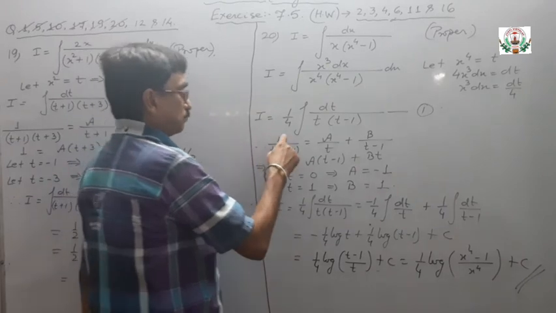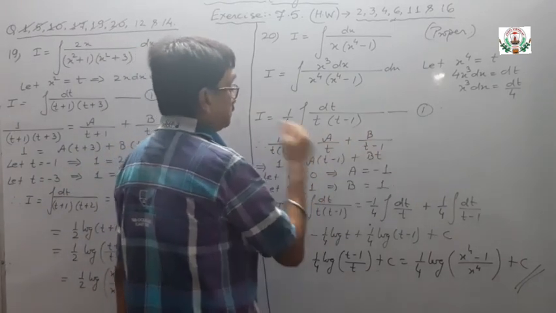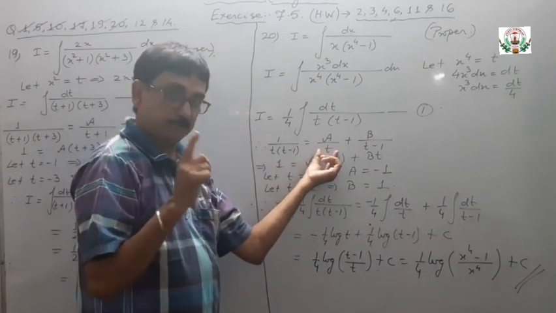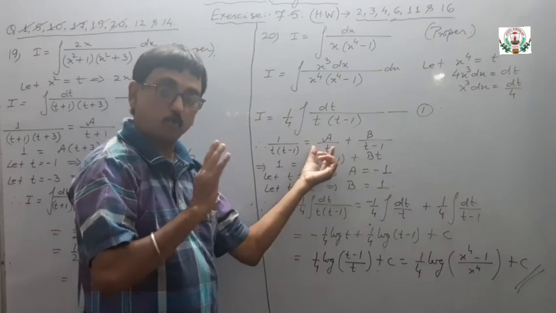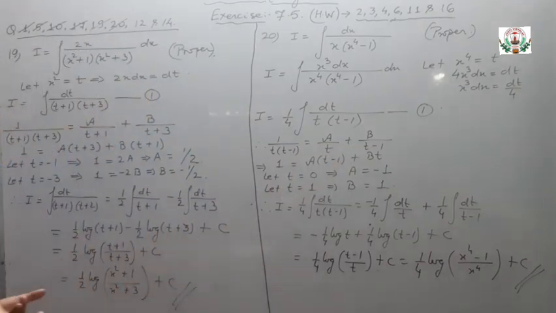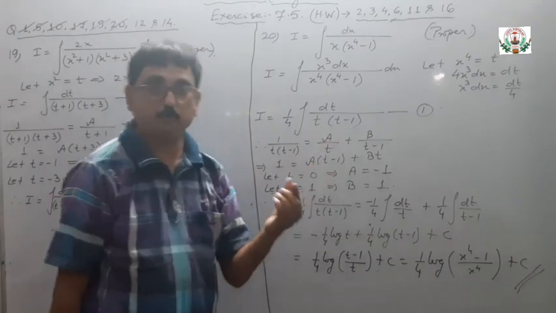So in the same way, 1 upon t(t minus 1) equals a by t plus b upon t minus 1. First, there is only one variable, one linear factor, t. No constant is there. t minus 2, t plus 3, t plus 7, nothing is there. So what value do we have to take here for getting the value of the arbitrary constants a and b? So here we will take 0.